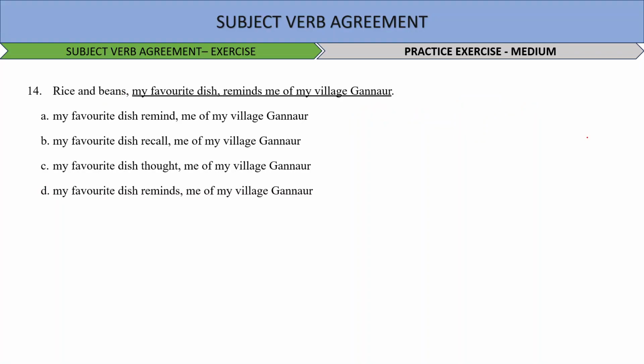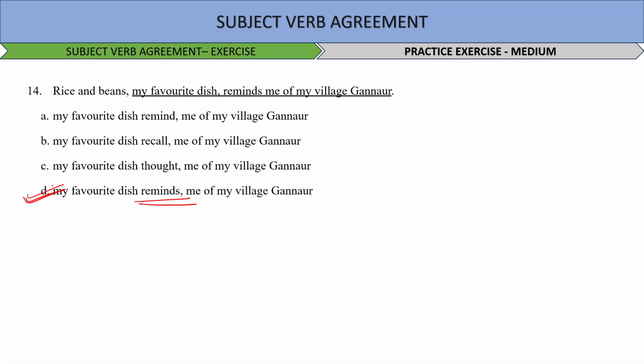Next question. Rice and beans, my favorite dish, reminds me of my village, Gannor. Now, rice and beans is a single dish and hence will take a singular verb. And because it will take a singular verb, I think it is appropriate, and reminds is appropriately used. We need not change it, yet the option is in option number D. So we'll select option number D.